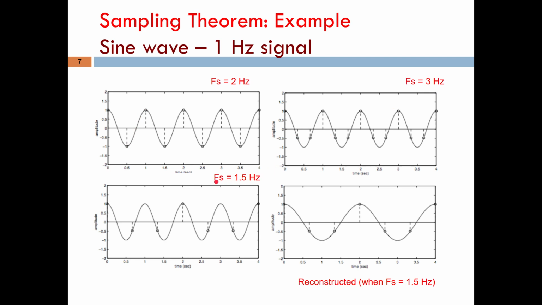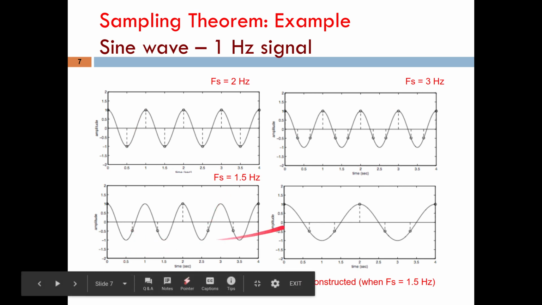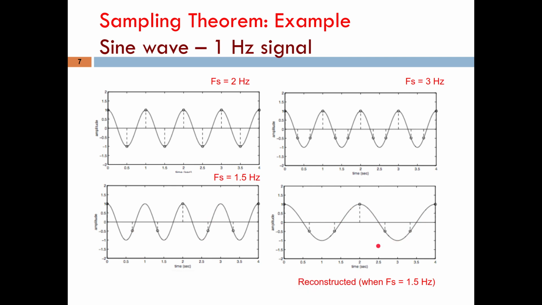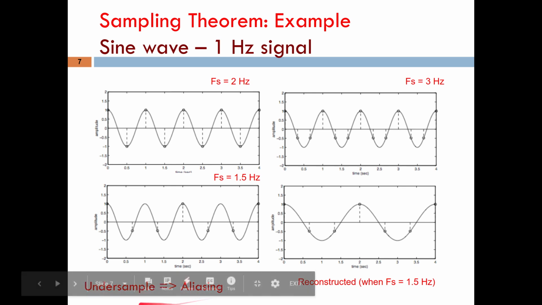But when the sampling frequency is 1.5 Hz, now this is less than 2 times the maximum frequency. So what happens? We have samples here, but as we can see, we are trying to reconstruct the sine wave, but it's clearly different from the original wave. So this is called aliasing, when we sample at a frequency that is less than 2 times the maximum frequency of the input signal. So undersampling leads to aliasing.